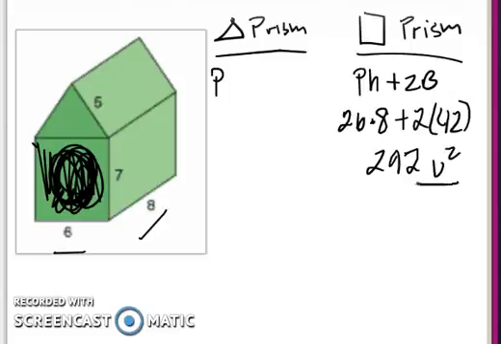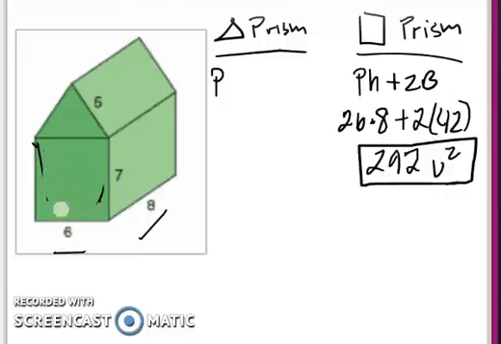Okay, so add that all together, and we get 292 units squared. I'm going to put that in a box for right now. So I found the surface area of this box here. Now I'm going to erase this for a nice and clean start.